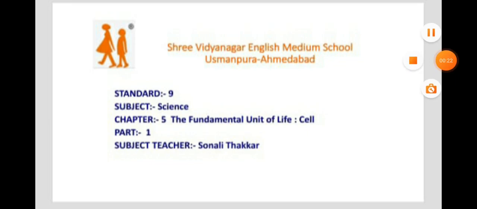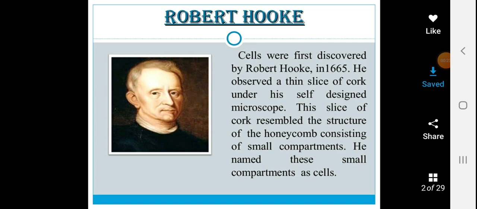Let's begin. Let's start with first, who invented the cell. Here you can see the image of scientist Robert Hooke. The cell was first discovered by Robert Hooke in 1665, almost 400 years back. He observed a thin slice of cork under his self-designed microscope.